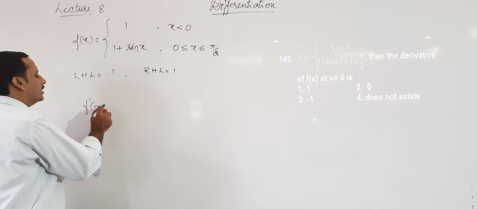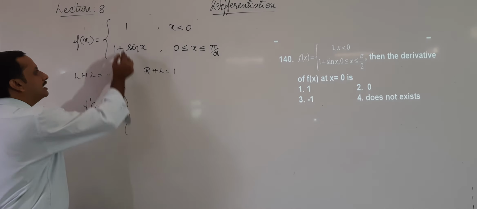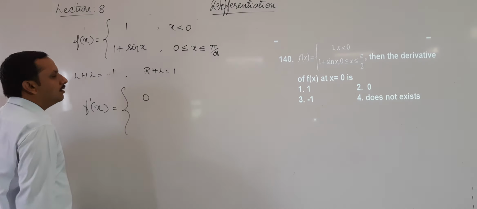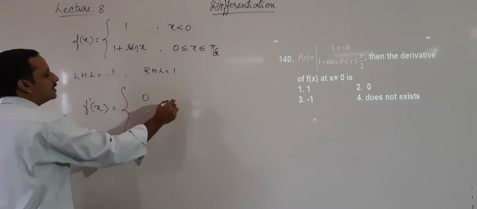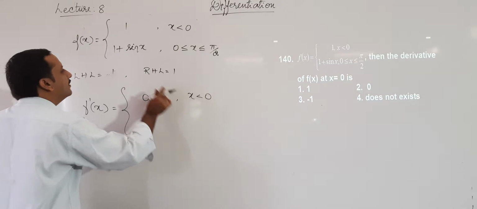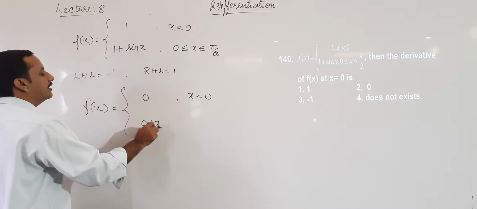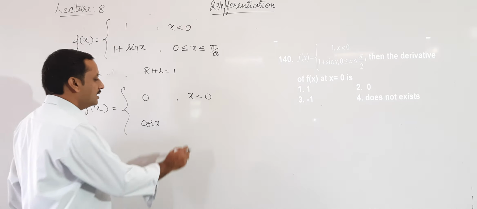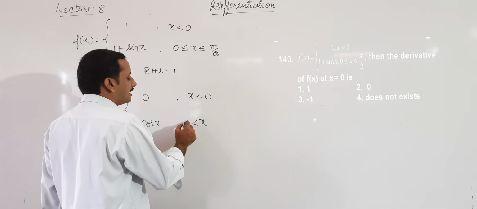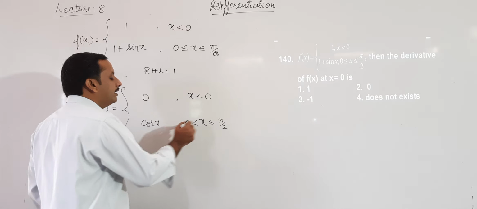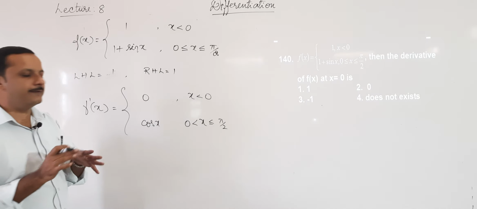I have told you how to do it. f dash of x, you directly differentiate, here 0. Okay, here what happens? 0 when x is less than 0. Here you differentiate: derivative of 1 plus sin x is cos x, derivative of 1 is 0, derivative of sin x is cos x. That is when x is greater than 0, less than or equal to pi by 2. Okay, greater than 0, because at 0 we don't know.